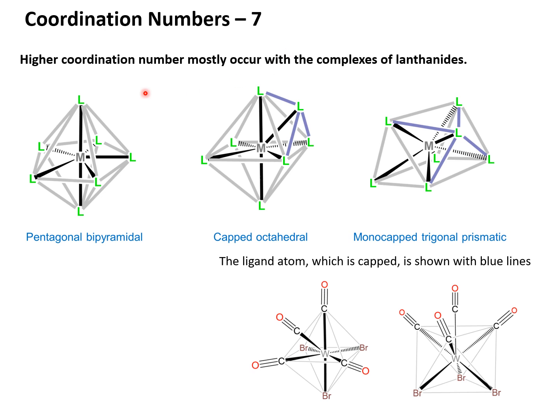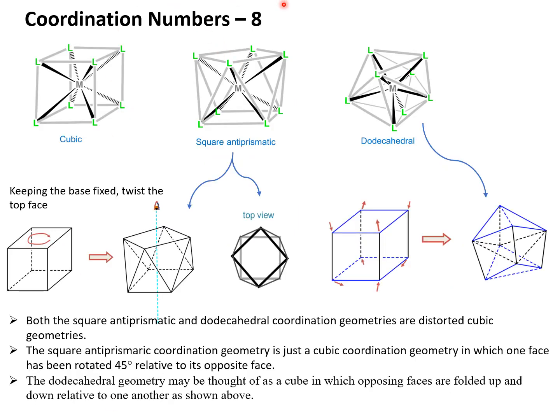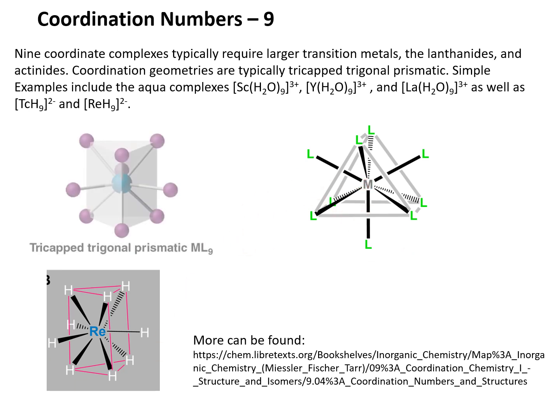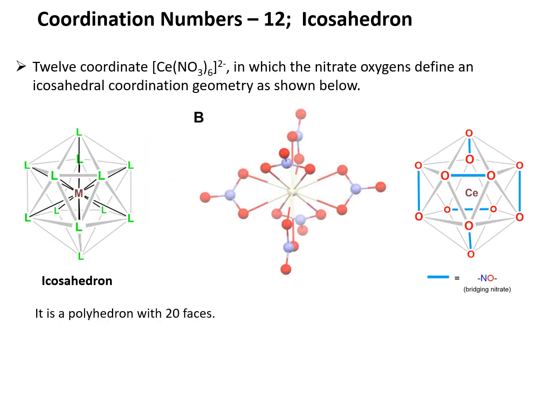Coordination number 7 and higher coordination numbers mostly occur with complexes of lanthanides. Pentagonal bipyramidal, capped octahedral, monocapped trigonal prismatic. If the coordination number is 8, cubic, square antiprismatic, dodecahedral. If it is 9, some of the examples given here are also in the case of lanthanides and actinides only. Tricapped trigonal prismatic. If the coordination number is 12, then it is icosahedron, a polyhedron with 20 faces.